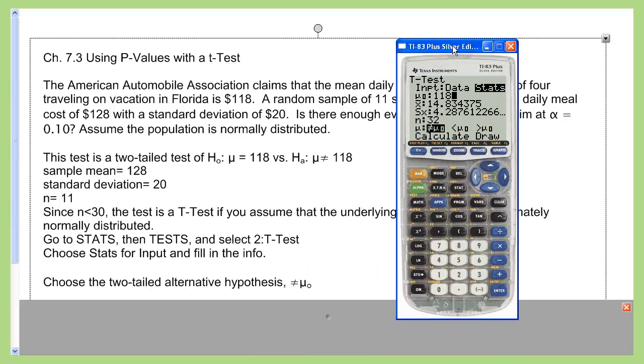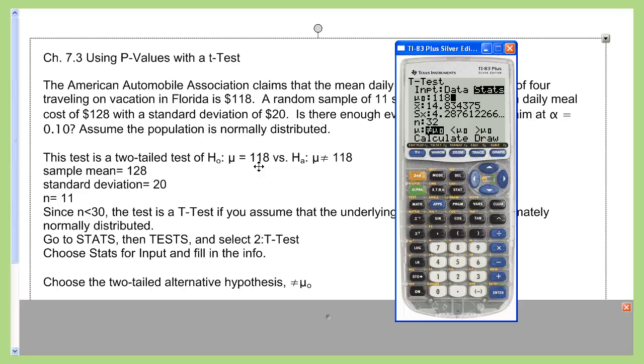So let me move this over so you can see the numbers. So that's where I got the 118 from. I have a mean of 128. So I'm going to put 128 here. And I have a standard deviation of 20. I have an n of 11. And that's the correct two-tailed alternative hypothesis. And if I choose calculate, it's going to give me my p-value.